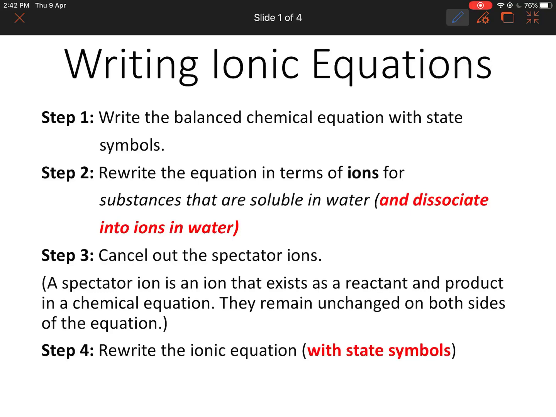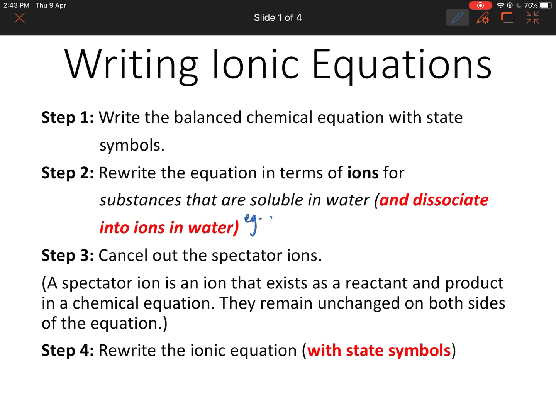This video will be about writing ionic equations. Step 1. Write the balanced chemical equation with state symbols. Step 2. Rewrite the equation in terms of ions for substances that are soluble in water and dissociate into ions in water. Not all substances dissociate into ions in water.